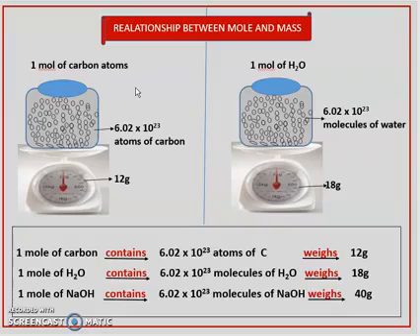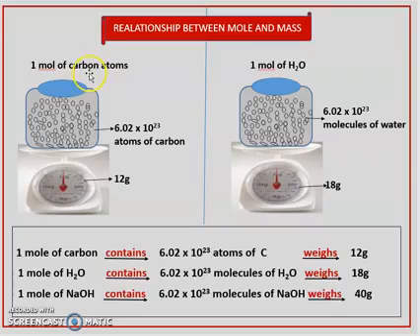I would also like to remind you of the concept we discussed some time ago about the meaning of molar mass. Molar mass simply means mass of one mole, and it is relative atomic mass or molecular mass expressed in grams. So when we say molar mass, for instance, the molar mass of carbon is 12 grams per mole, because 1 mole of carbon atoms weighs 12 grams.